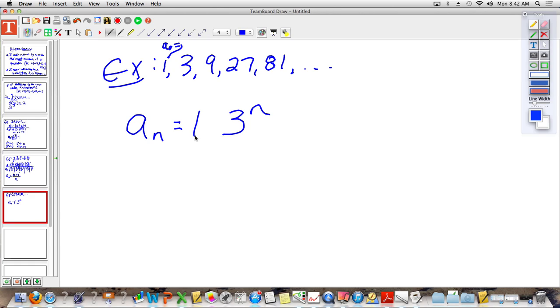Yeah, you're multiplying by 3 each time. So it's going to be a sub n equals 1 times 3 to the n power. All right, I do want to talk about one more thing.